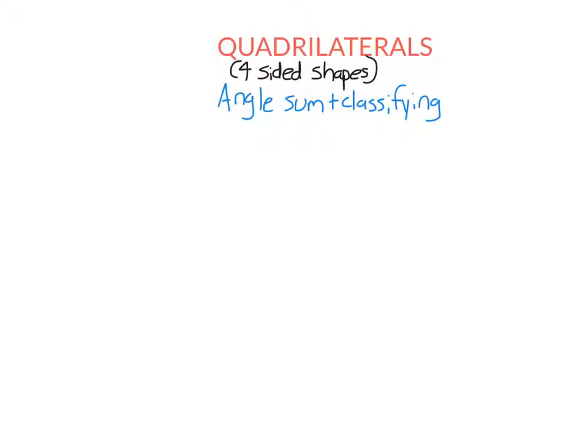So let's start by drawing any random four-sided shape. So this wonky looking shape is a quadrilateral because it has four sides. Now for any quadrilateral, no matter what it looks like, we can divide it into two triangles. So we're going to divide it like this, okay? So these two triangles aren't necessarily the same size, but remember, it doesn't matter what the size of a triangle is, the sum of its interior angles is always 180 degrees.